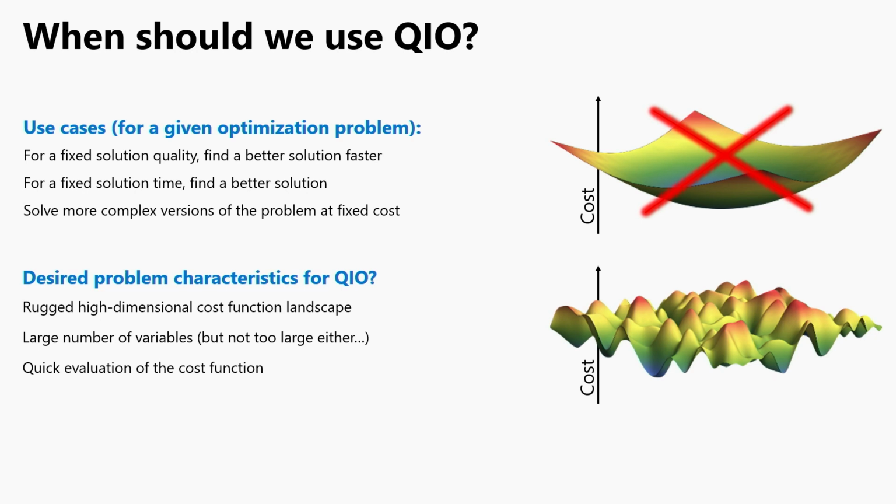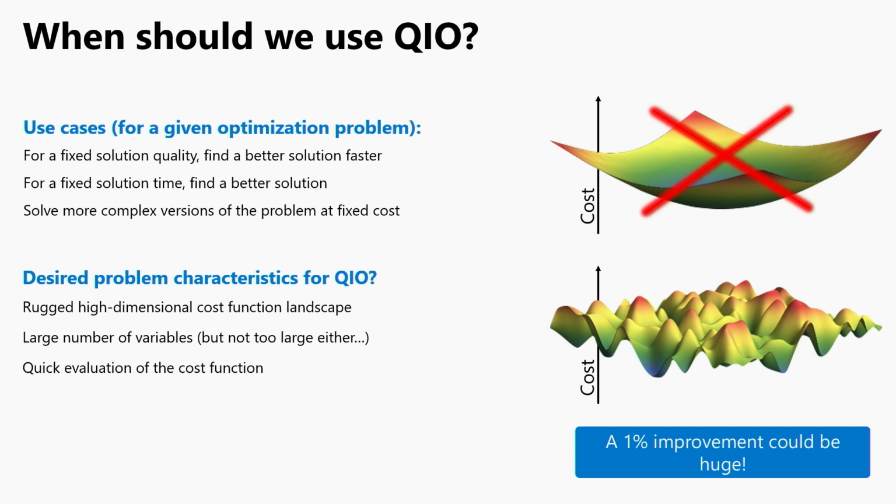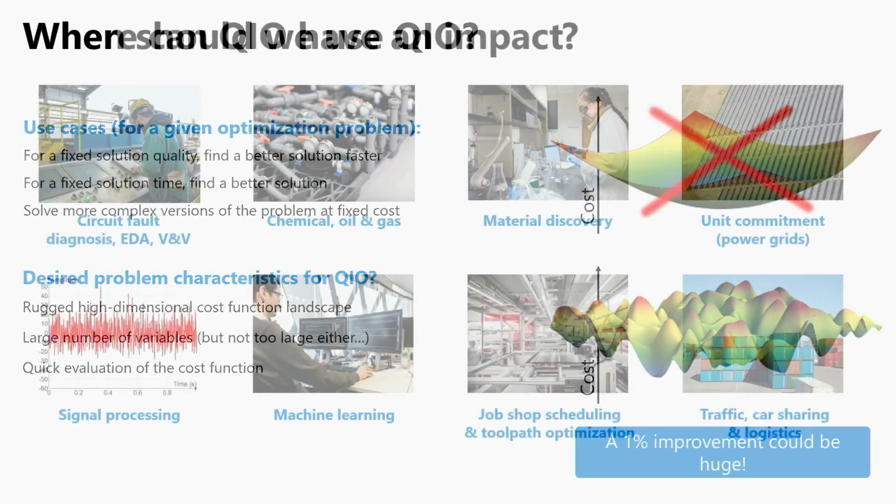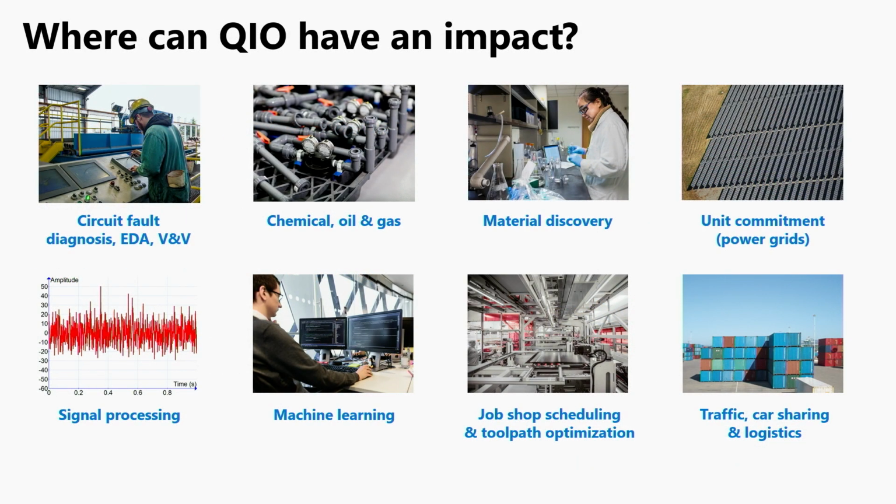Now, I want to emphasize that these methods are heuristics. In other words, you don't get a guaranteed solution. Having said that, often a 1% improvement can be huge if you scale it up to industrial scales. And there's a huge collection of problems that can benefit from these quantum-inspired methods.